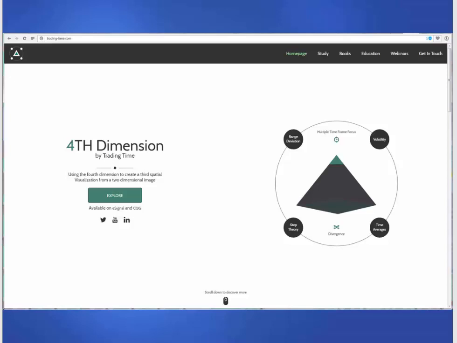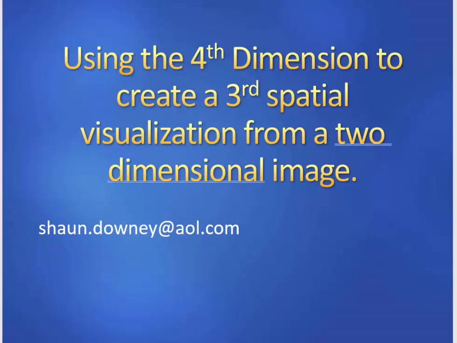This is an educational video on how I create the supports and resistances for the commentaries. So the principle is that I'm using the fourth dimension to create a third spatial visualization from a two-dimensional image. So I'm using multiple time frames on one picture. That's what that means.